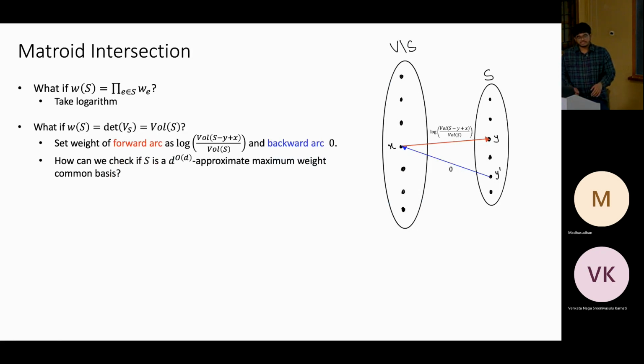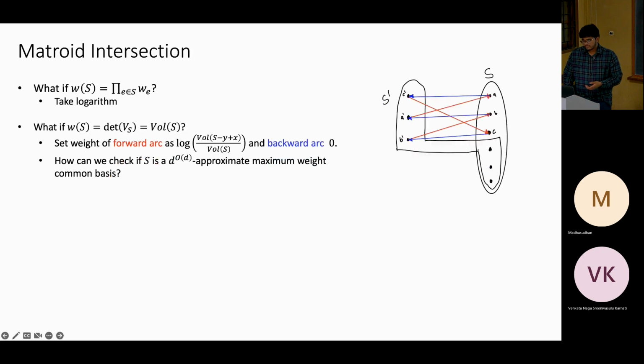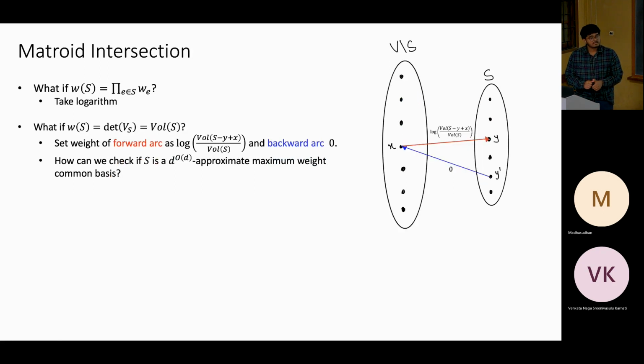So now I'll ask the same question. How can I certify that S is a d to the order d approximate max weight common basis? Previously, I was just asking how do I know that it's optimal? Now I'll say, how do you know it's d to the d approximate? Because of course there's a loss, because volume doesn't have this multiplicative subset. A cycle with this factor loss, that's a certificate.